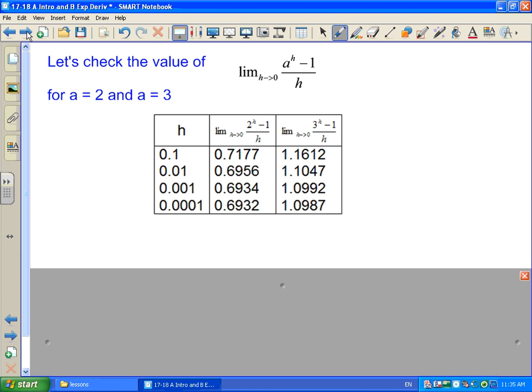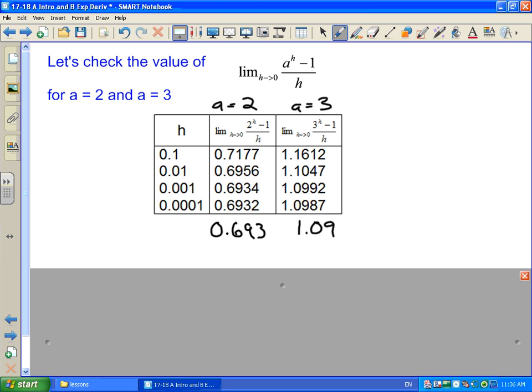And what you see is that when a equals 2, we seem to be tending towards a value of about 0.693 or something like that. And if we choose a base of 3, we seem to be heading towards a value of 1.0, I don't know, maybe 9 or something like that.